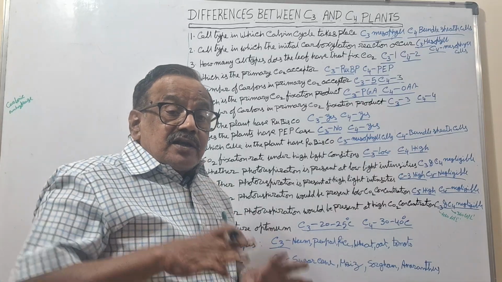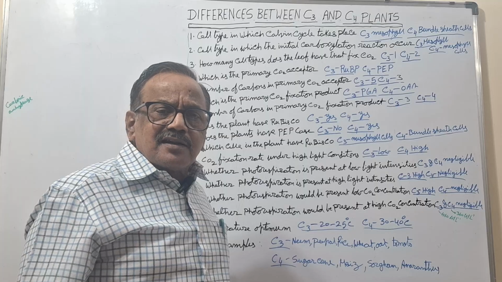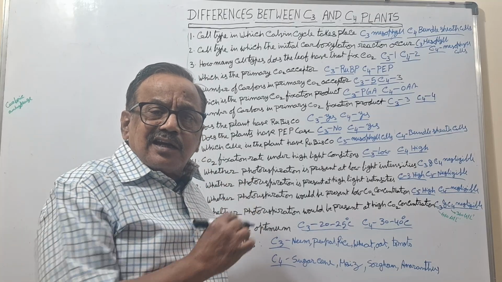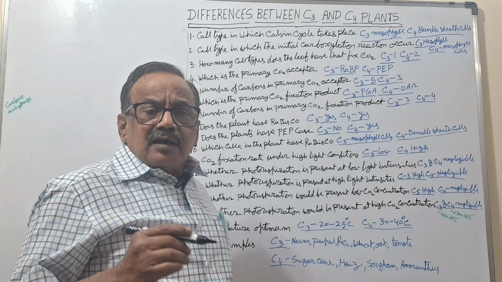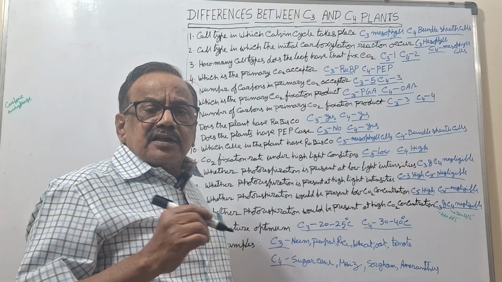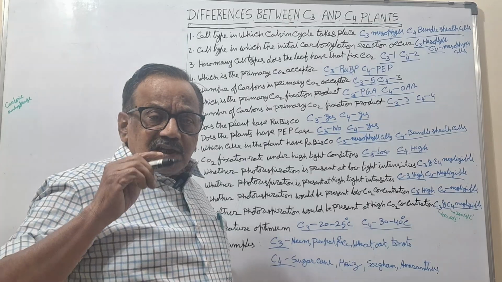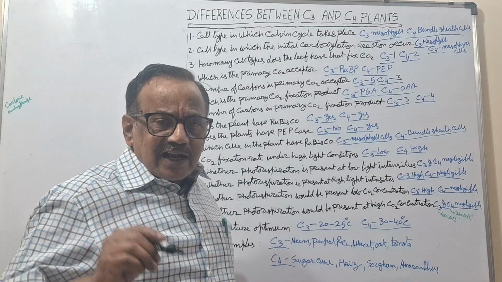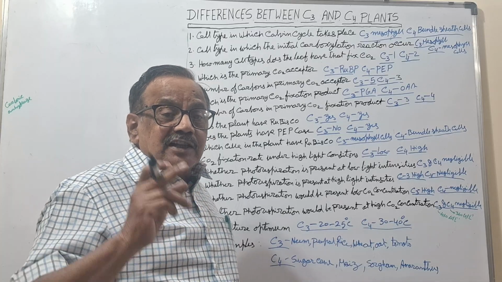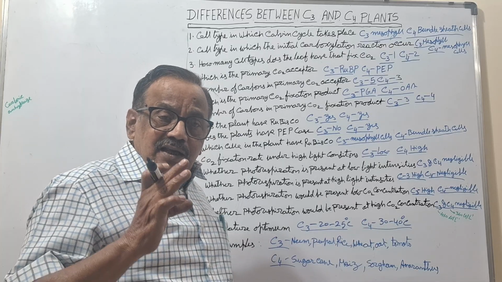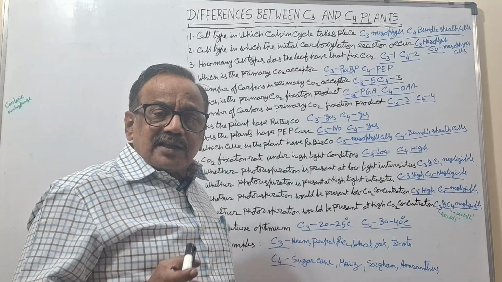But in the bundle sheath cells, carbon dioxide fixation will be high because it is avoiding the temperature and oxygen effects. You should have a perfect idea about the C4 plants, then only you can understand the differences. Why is photorespiration negligible? Because the bundle sheath cells have a cover, and he has written clearly that it is impermeable to gases.